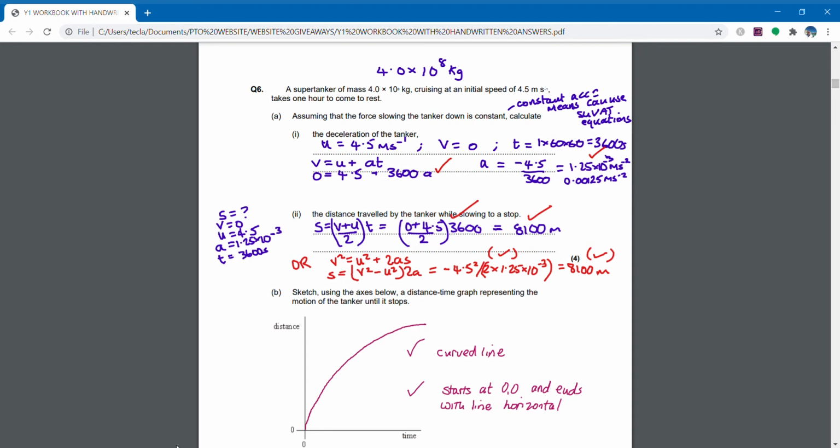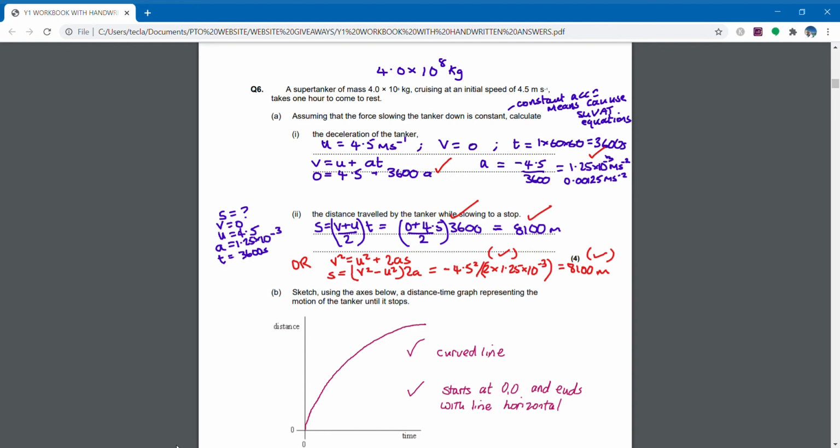Part 2, the distance travelled by the tanker while slowing to a stop. So again, selecting the correct Suvat equation. S we need, so that needs to be in the equation. V equals 0, U equals 4.5, A equals 1.25 times 10 to the minus 3, and T equals 3,600 seconds. So you can use S equals V plus U over 2 times T. So that will be 0 plus 4.5 divided by 2 times 3,600 equals 8,100 meters.